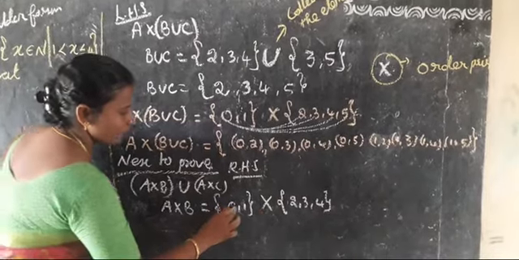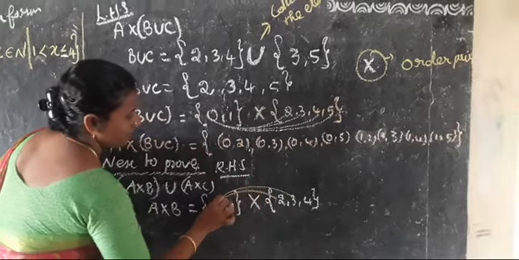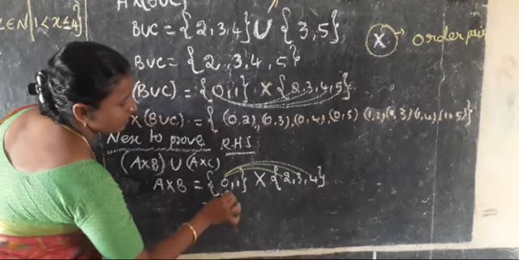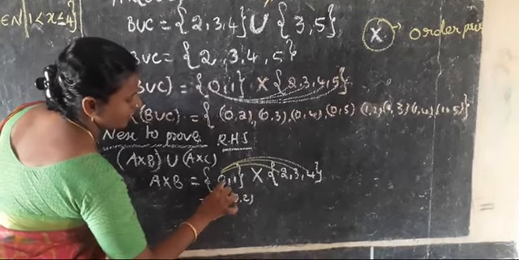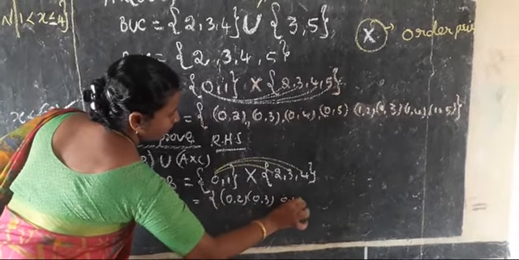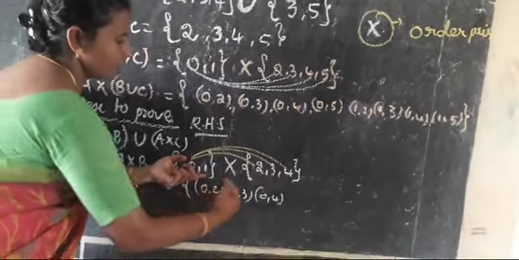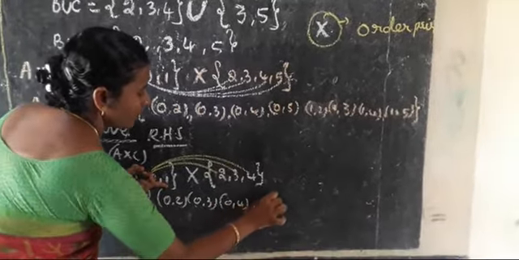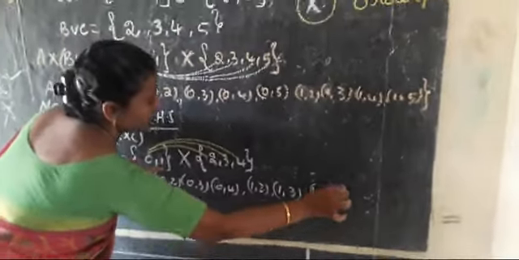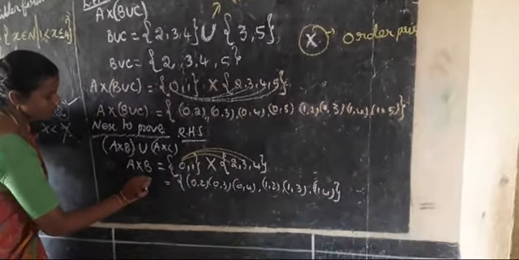Next, what do we have to do? Cross product. So you write order pair. Order pair: 0, 2 and then 0, 3 and then 0, 4. Next, likewise 1, 2, 1, 3, 1, 4. Clear here? This is the order pair. Which one? A cross B only.